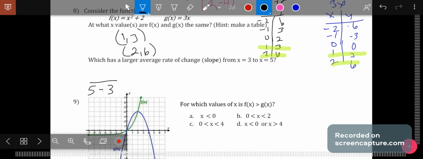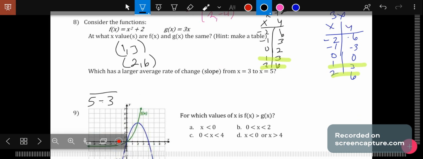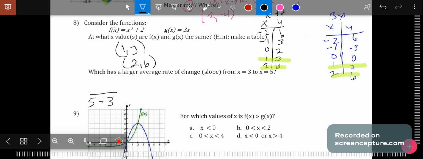So if I plug in a 5 to x squared plus 2, 5 squared is 25, plus 2 is 27. And then I'm going to plug a 3 in. 3 squared is 9, plus 2 is 11. You put this in the calculator and you'll simplify. You get 16 divided by 2, which is 8.